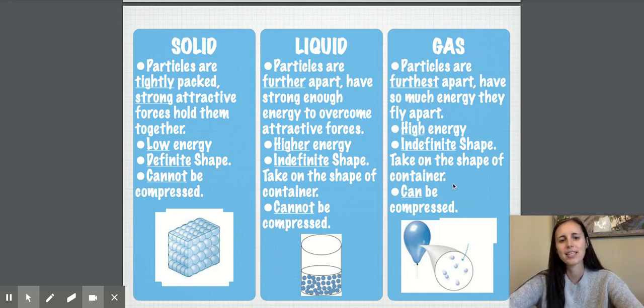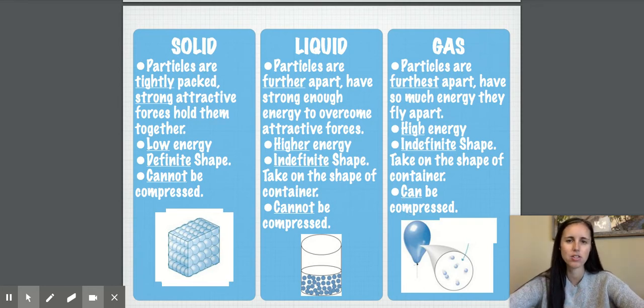They again have an indefinite shape. So let's think about the gas that's in a balloon. The reason it's got the shape of a balloon is because of the actual balloon itself. As soon as that gas is released from the balloon, it's going to have an indefinite shape. Gases actually can be compressed. So liquids and gases are similar, that they both have indefinite shapes. Liquids cannot be compressed. Gases can be compressed.